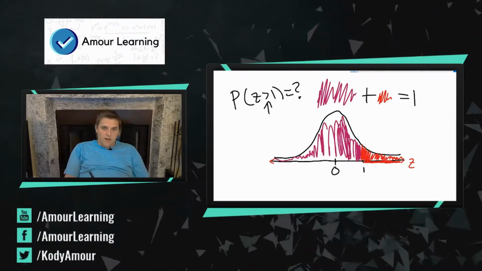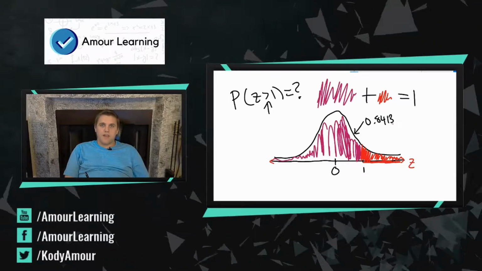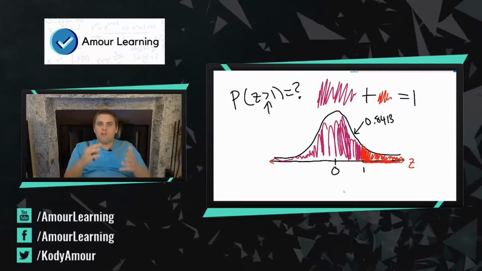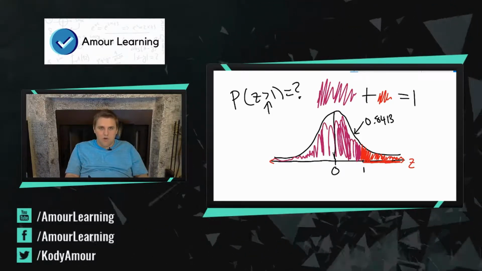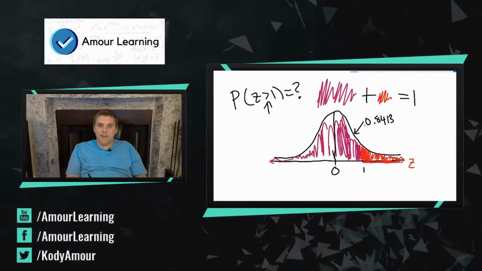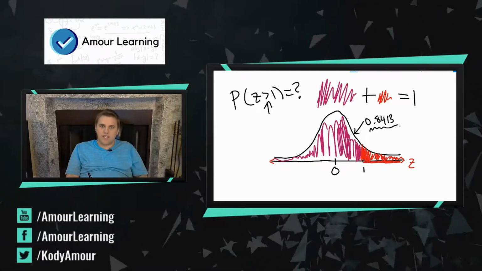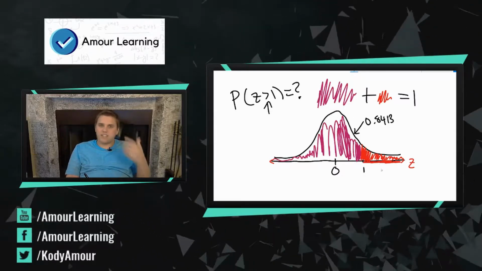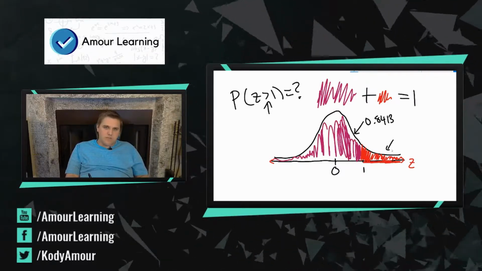This area right here is 0.8413. Why does that make sense to me? This purple region should be greater than 0.5 because it contains the entire left half of this bell curve. Remember, each side of the bell curve, the left and the right areas, add up to 0.5. So this purple region is a little bit more than 0.5, which makes sense because this number is more than 0.5. Now this red region should be less than 0.5 because it doesn't contain at least half of this bell curve. So what would this region be?